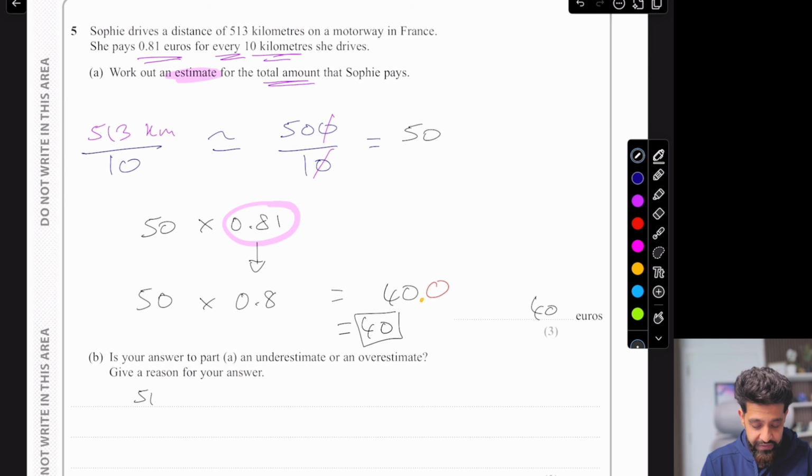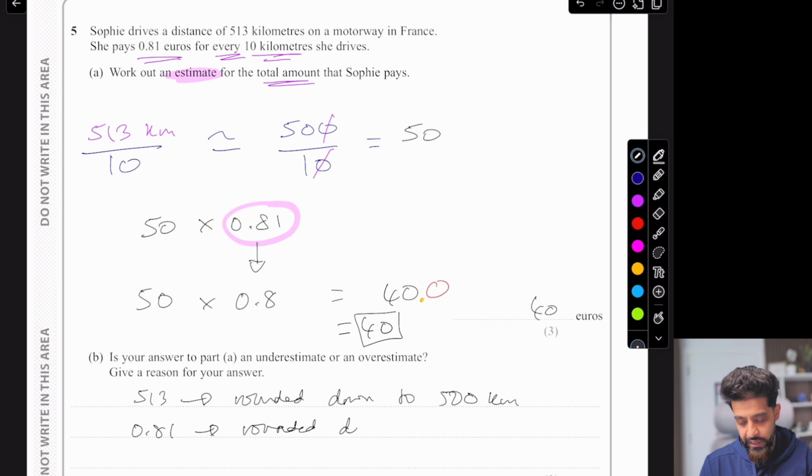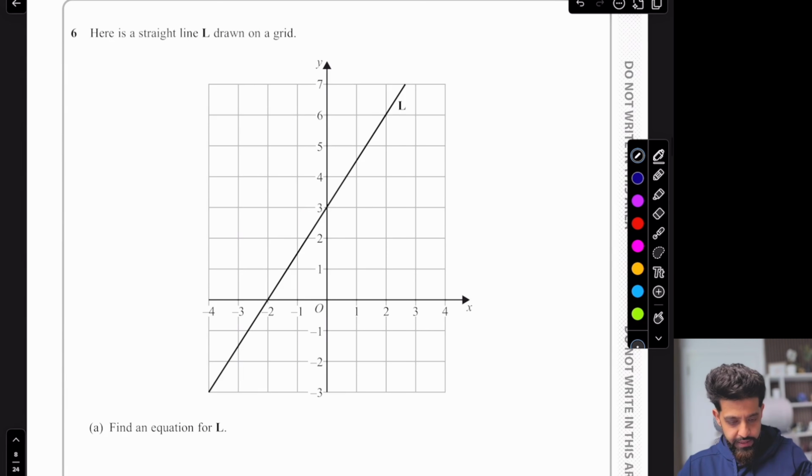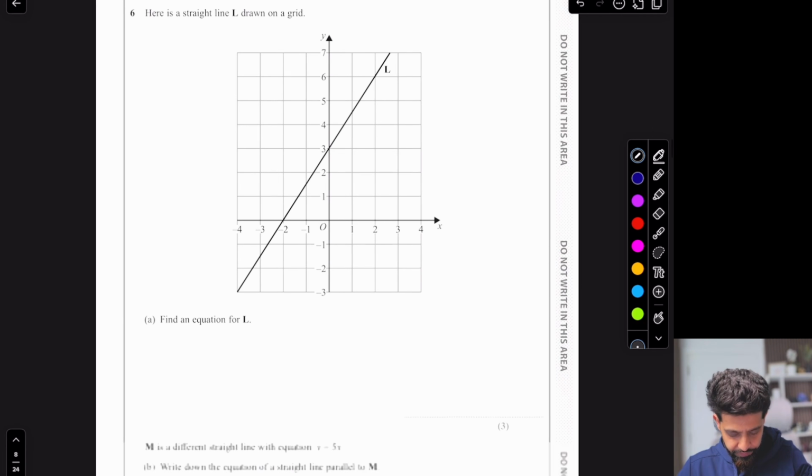It says give a reason for your answer. You could say 513 has been rounded down to 500 kilometers, and 0.81 has been rounded down to 0.8. So it's an underestimate. There you go.